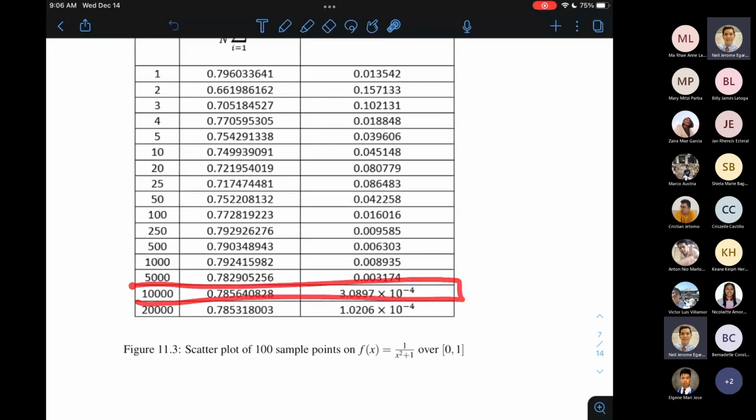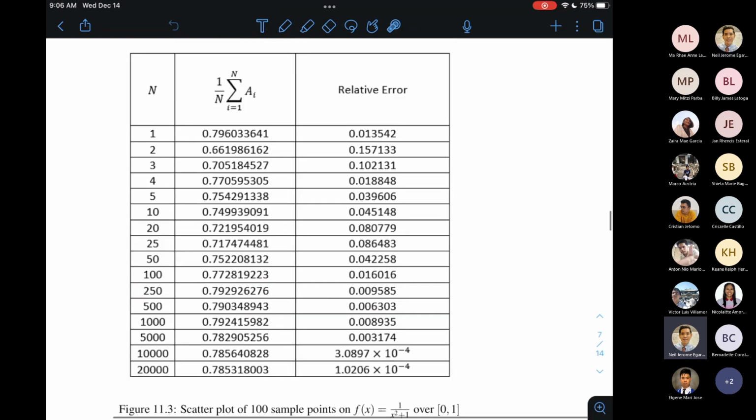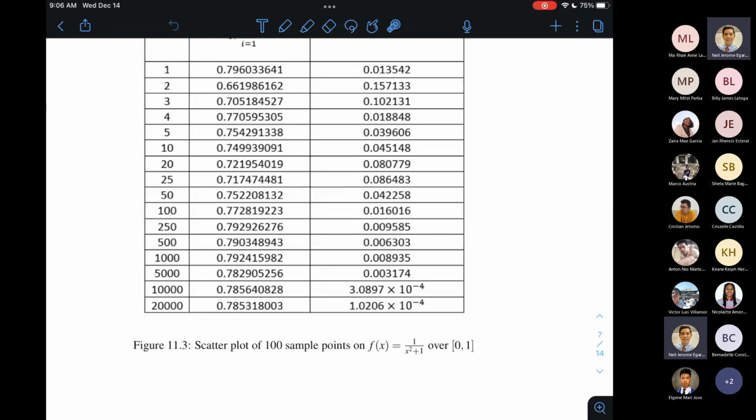Now, at the point when I have 10,000 random numbers or random draws, the relative error is now at 10 to the negative 4. Napakalaki na nung improvement, right? And if I do 20,000 points, I can further reduce it. So really, kung makikita nyo, parang napaka-erratic nung behavior kapag maliit pa si capital N. Nagfa-fluctuate. Mataas na relative error, lumiliit, tumataas, lumiliit. And that's due to the probabilistic nature of the Monte Carlo simulation.